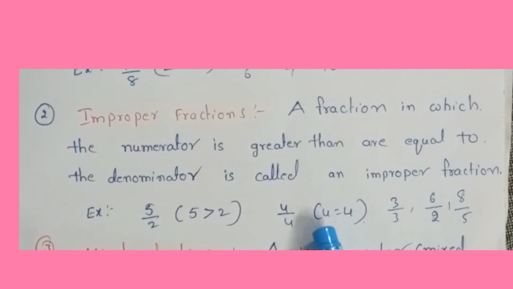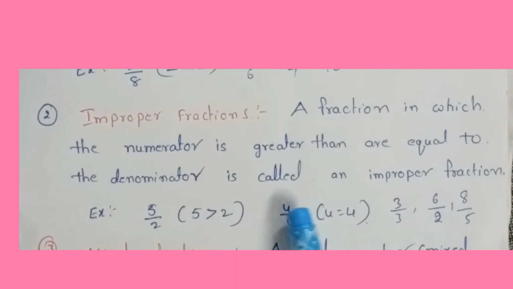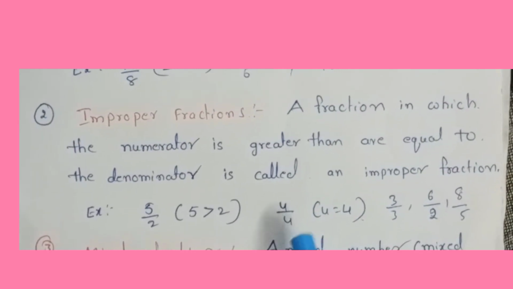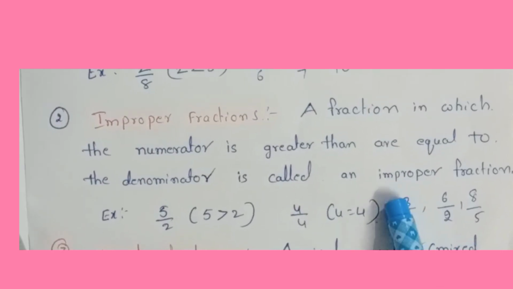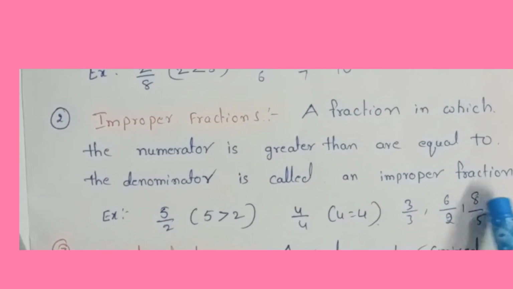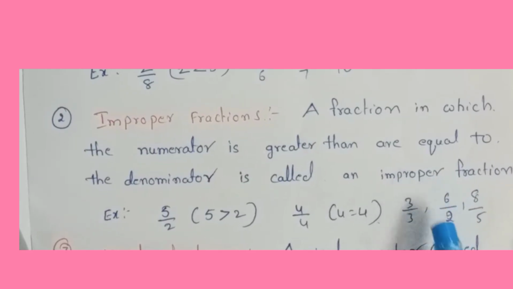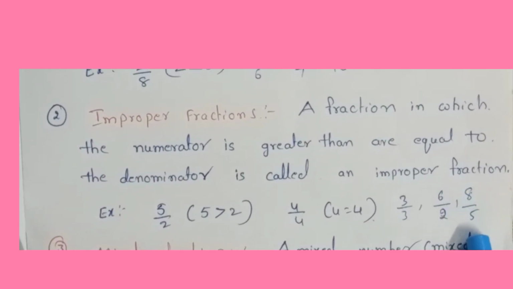Numerator equal to the denominator, numerator 4, denominator 4, both are equal. So this is also called improper fraction. Other examples: 3/3, 6/2, 8/5. Here 3/3, 3 equal to 3; 6/2, 6 is greater than 2; 8 is greater than 5.